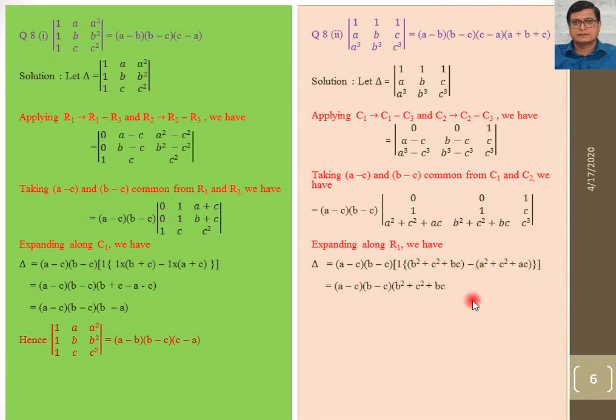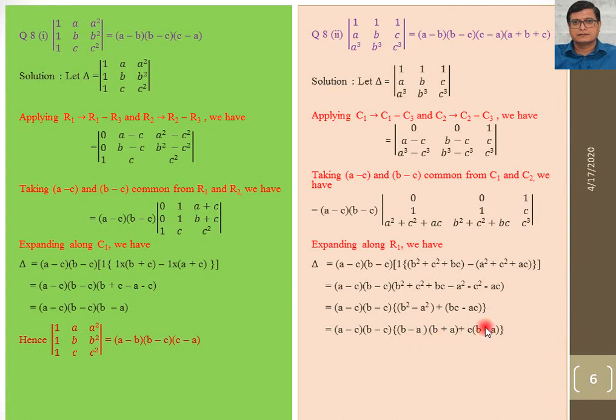So after opening the bracket, b square plus c square plus bc minus a square minus ac, this c square will be cancelled out here. Then we rearrange the terms. We take b square minus a square together to do the further factorization, bc minus ac together. Then we can write b square minus a square as (b minus a) into (b plus a), and we can take c common from this bracket, plus c into (b minus a).